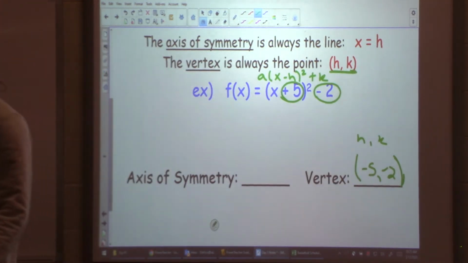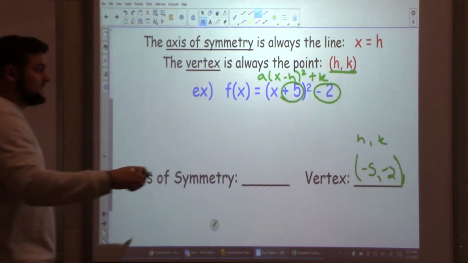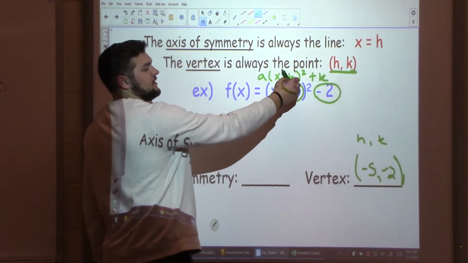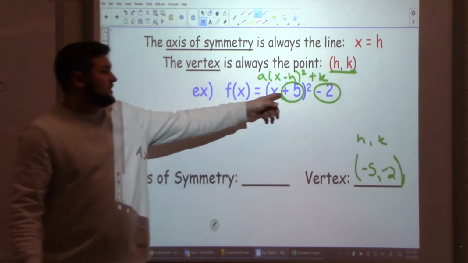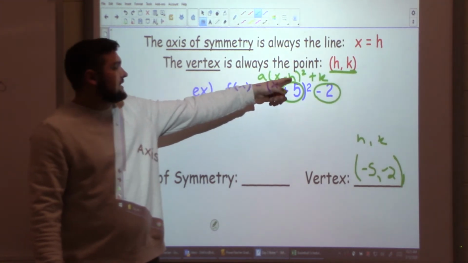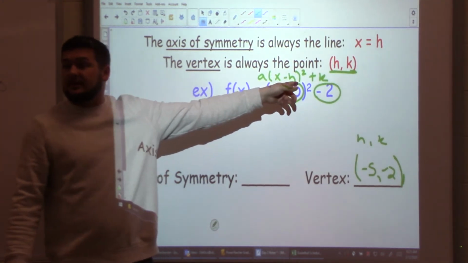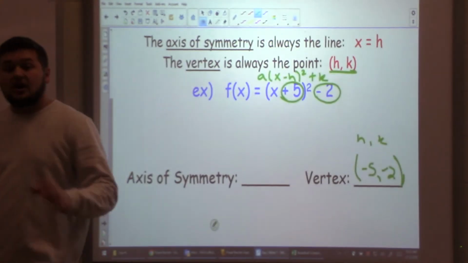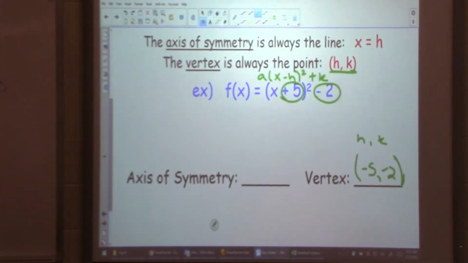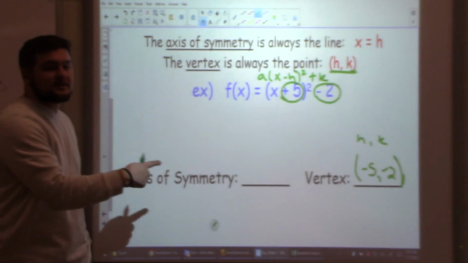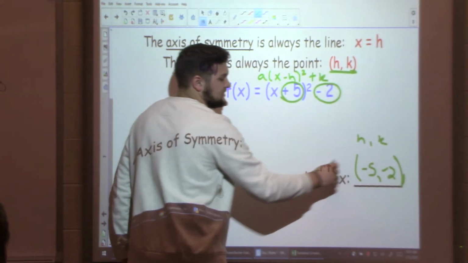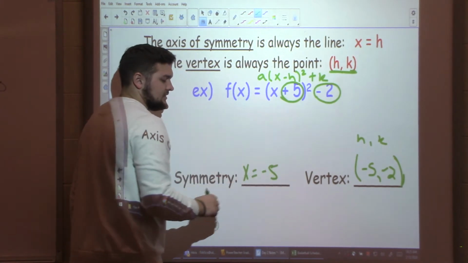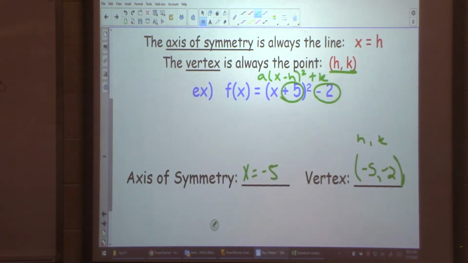Do we always take the opposite of what's in the parentheses? Always take the opposite, because remember our equation started out as minus h. So what if it were x minus 5? Well, then we would take positive 5. So if I plug positive 5 in here, I get x minus 5. So it's always the opposite of what's in there. Our axis of symmetry, guys, we said is always x equals whatever number this is. So our axis of symmetry is x equals negative 5. That's not so bad, is it? Terrible.